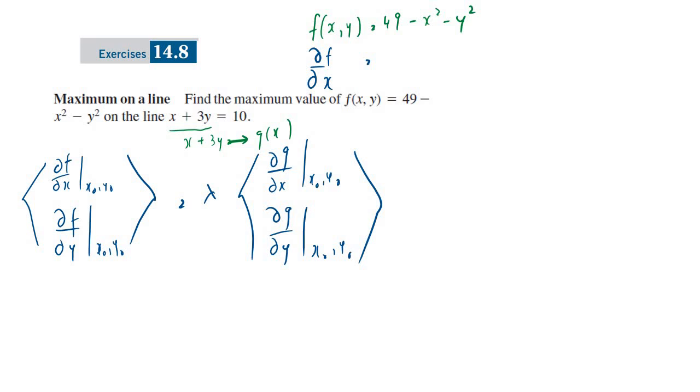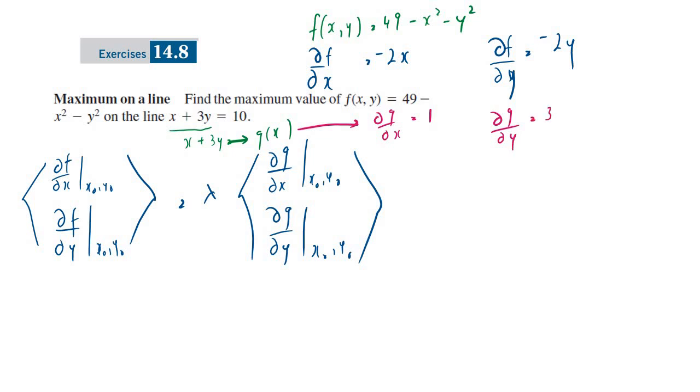So the partial derivative of f with respect to x would be minus 2x, while the partial derivative of f with respect to y should be minus 2y. And if g is this, we'll use a different color for that. Partial derivative of g with respect to x is equal to 1. Partial derivative of g with respect to y is equal to 3.